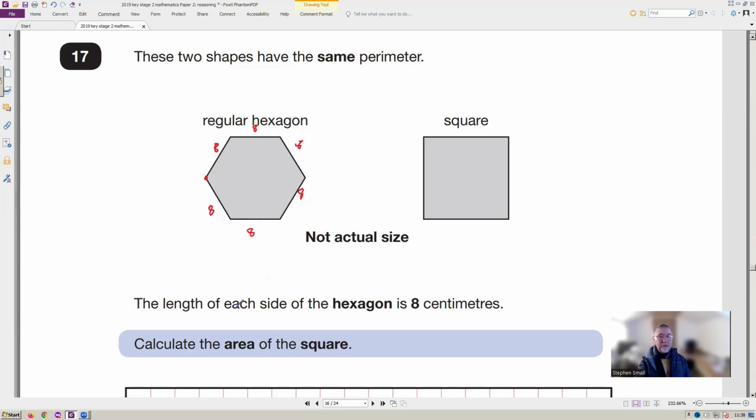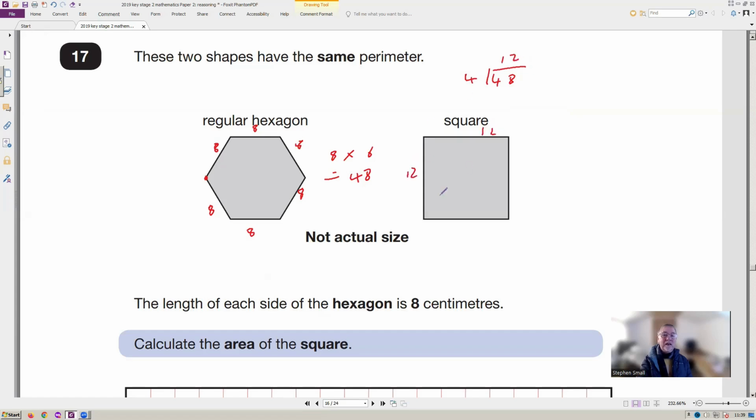Calculate the area of the square. Oh, great. Well, we need the side length of the square. So first of all, we've got to work out the total around the hexagon, which is going to be 8 times 6, because we've got 6 sides, 48. And then because this has got 4 sides, this is going to be 48 divided by 4. How many 4s go into it? Well, we know that's 12. So this side is 12.